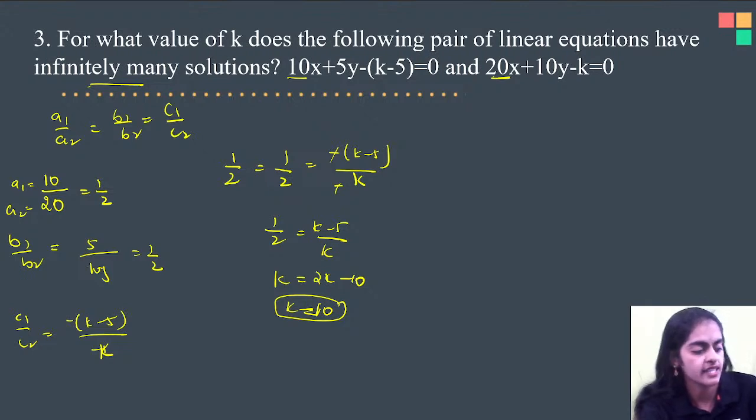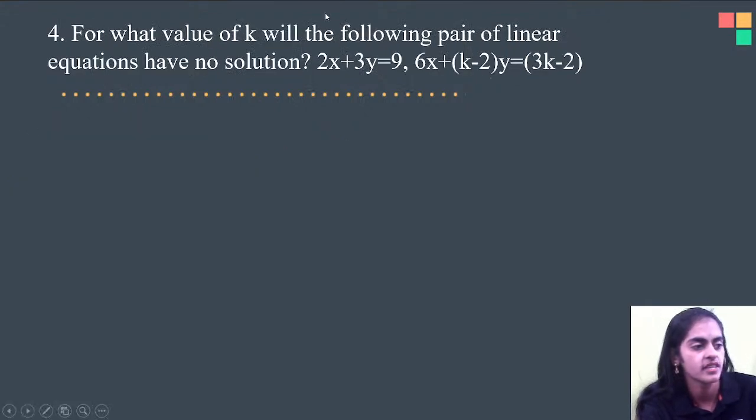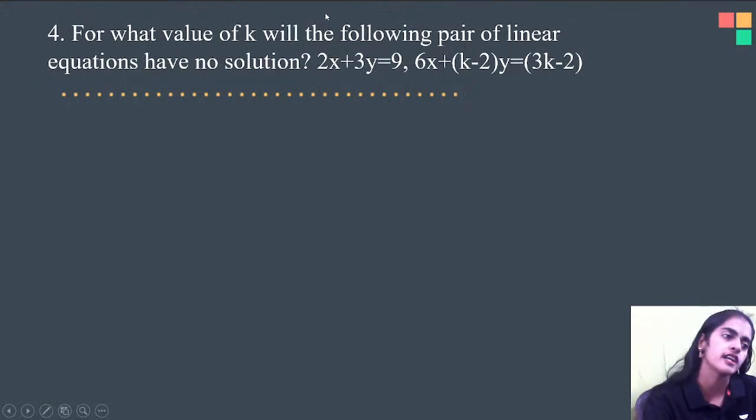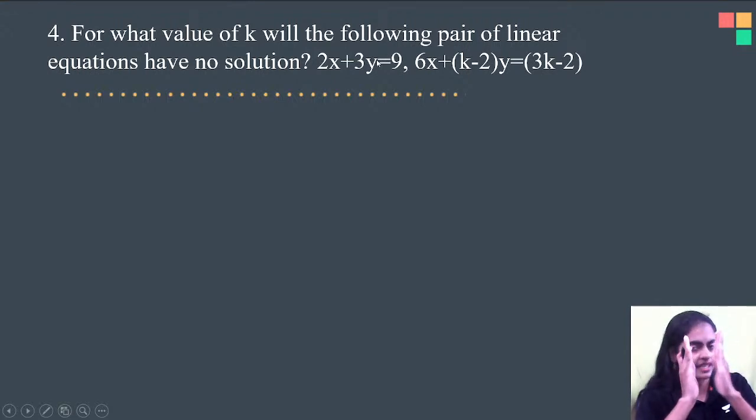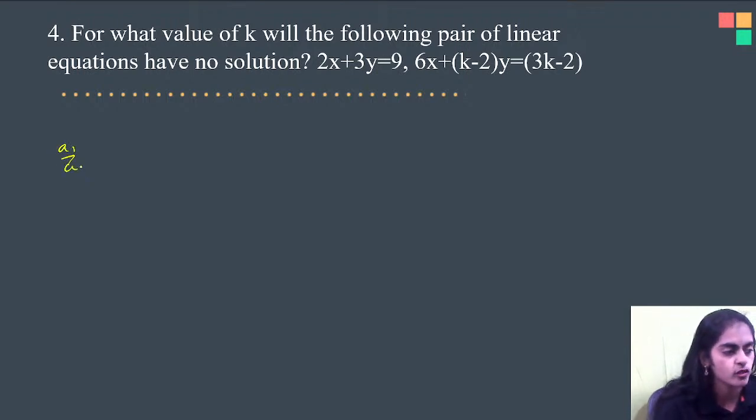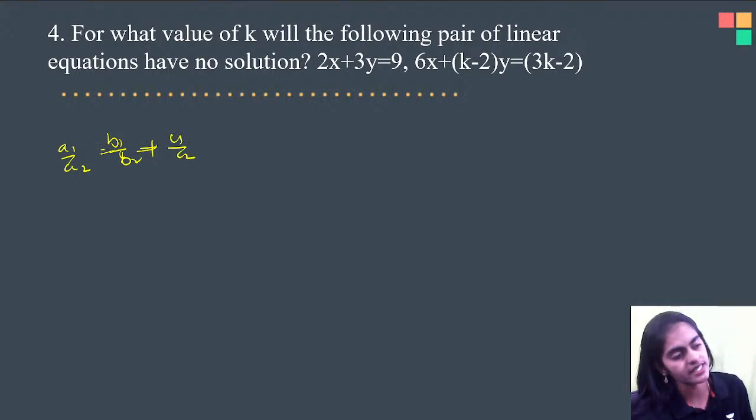So next question, here it is. For what value of k will the pair of equations have no solution? No solution, where do you find? When the lines are parallel, there is no touching at all, no common point. So when the lines are parallel, what is the condition I told you? a1 by a2 equal to b1 by b2 is not equal to c1 by c2. So a1 by a2 is equal to b1 by b2, but this is not equal to c1 by c2.